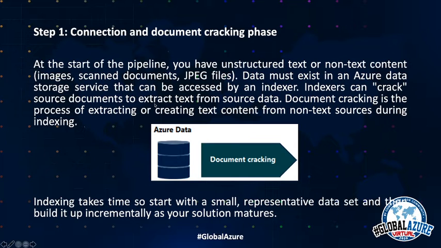They will start breaking it in order to detect information and extract this data. So if it is an image, it will be somehow converted to text. That's document cracking: extracting or creating text content from text or non-text sources.